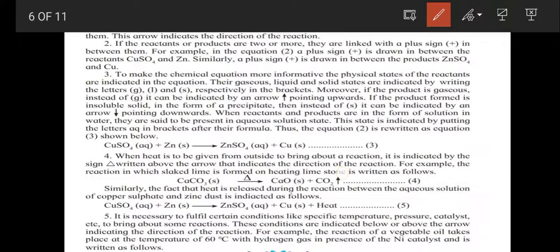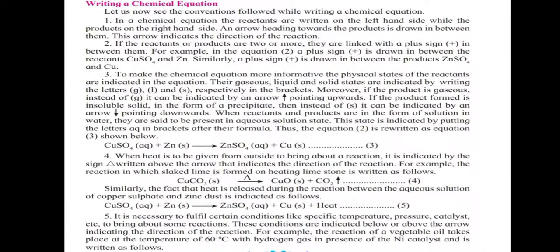Now student, after that, here they give writing a chemical equation. Let us see the convention followed for writing the chemical equation. First, in a chemical equation the reactants are written at the left hand side. They give some rules here: reactants are always written at the left hand side and products are always written at the right hand side.